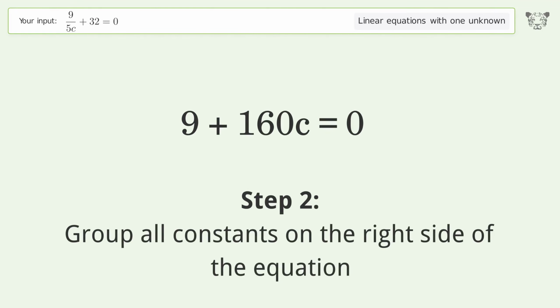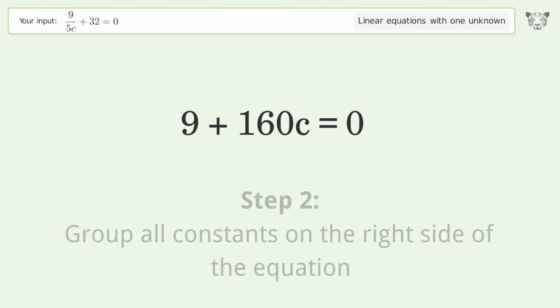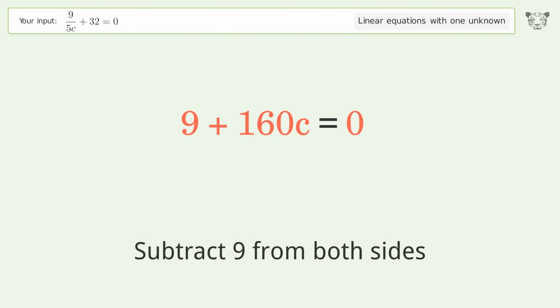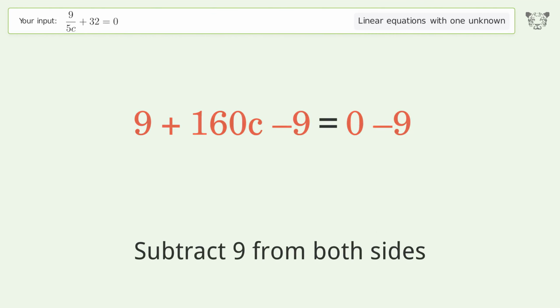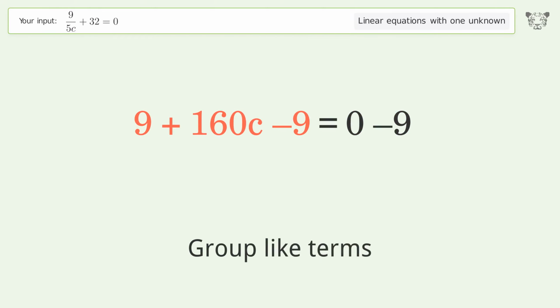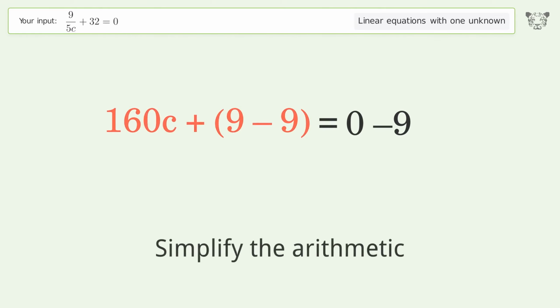Group all constants on the right side of the equation. Subtract 9 from both sides. Group like terms. Simplify the arithmetic.